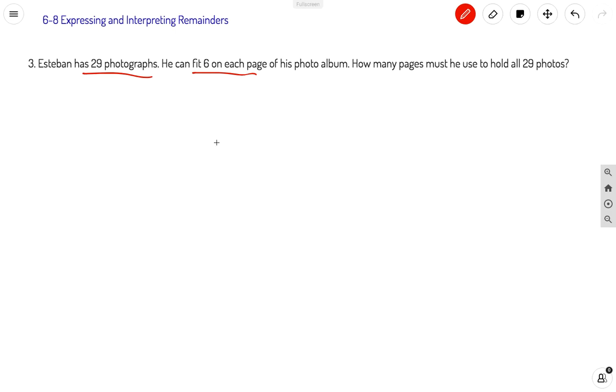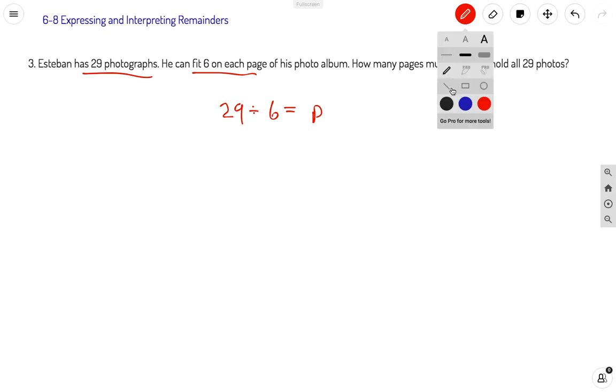So again, my first step is just going to simply be to write my number model with an unknown. So I have 29 divided by 6. Those are my 2 numbers. And my unknown, I will put a P for photos. So here's my number model with my unknown, and I am going to rewrite it so that I can solve. So 29 divided by 6.